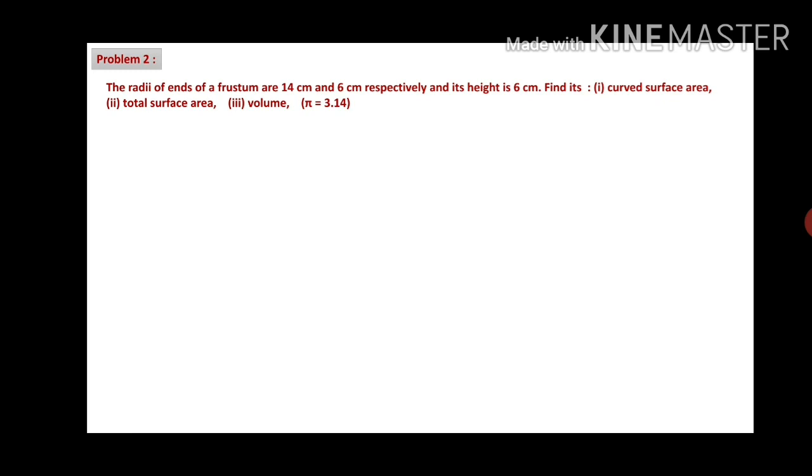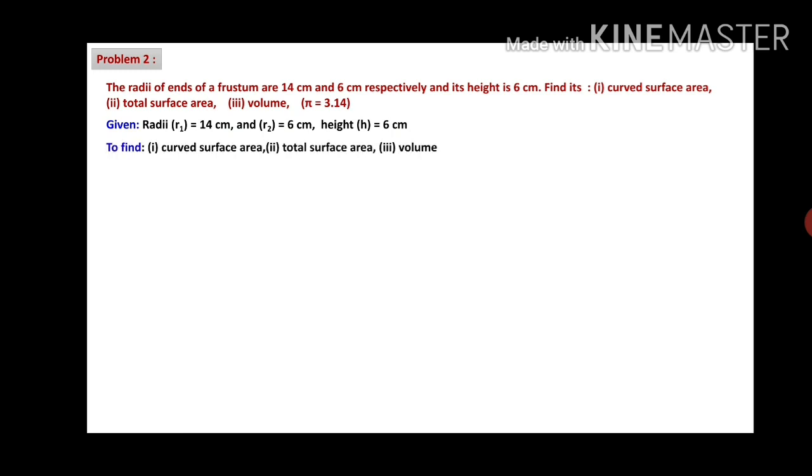Let us continue with the second problem. The radii of the ends of the frustum are 14 cm and 6 cm respectively, and its height is 6 cm. Find its curved surface area, total surface area and volume, given that pi is equal to 3.14. So friends, given values are R1 14 cm and R2 6 cm, height is 6 cm. So the curved surface area, total surface area and volume we have to find.